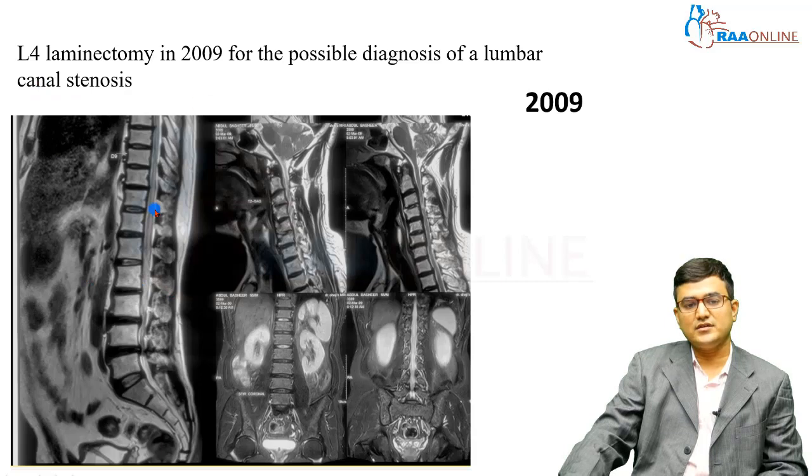In 2009 the MRI lumbosacral spine showed that at the L4-5 level there was a disc prolapse with canal stenosis, and we see that there is nice decompression of the cervical cord at the C3-4 level, which was the surgery performed in 2005. So for this L4-5 disc prolapse and lumbar canal stenosis he underwent an L4 laminectomy in 2009.